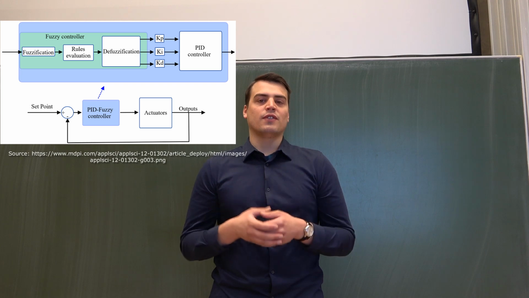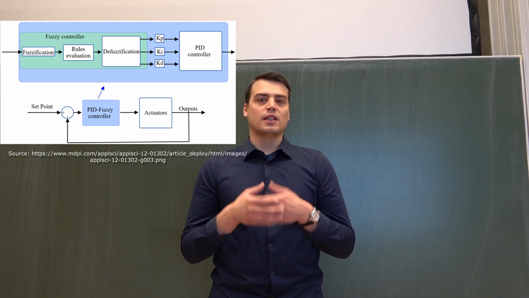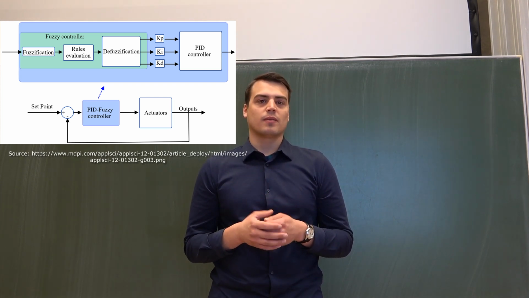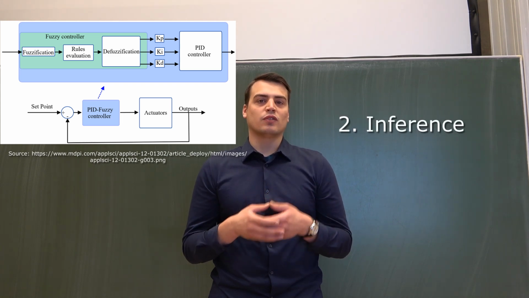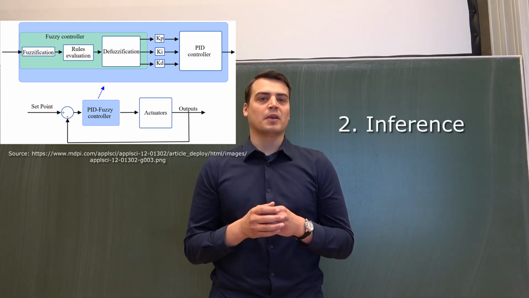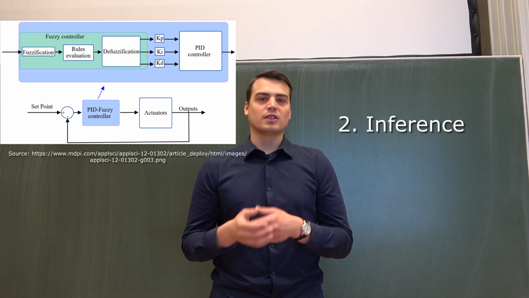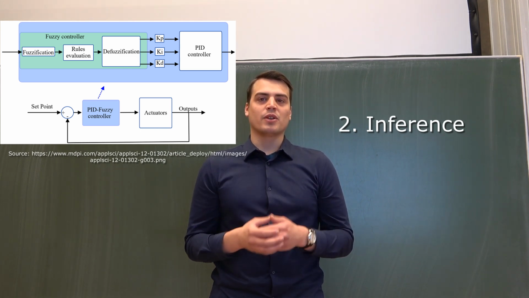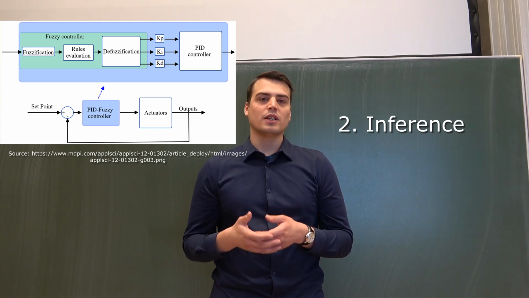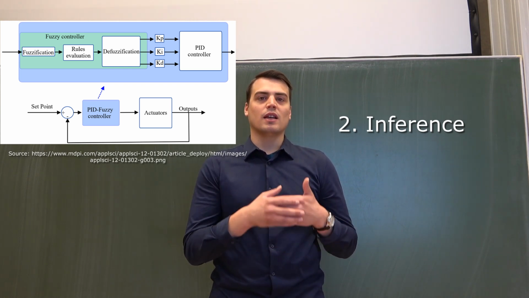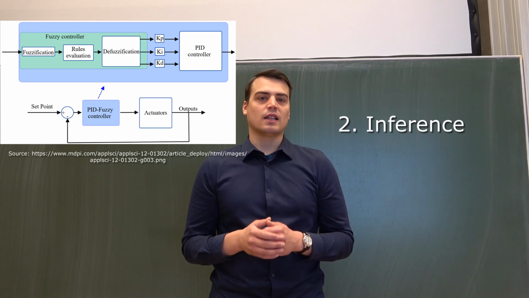After fuzzification comes the next step, which is inference. It applies a set of if-then rules often created by domain experts. For example, if the error is large and positive, then increase thrust significantly. Or if the error is small and negative, then slightly reduce thrust.